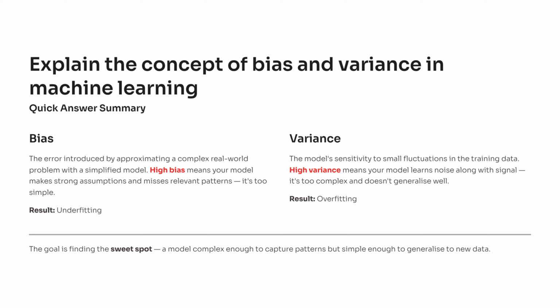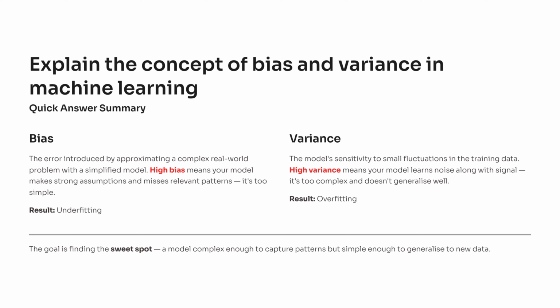Variance is the opposite. It's the error that comes from overreacting to small fluctuations in the training data. High variance means overfitting. Your model performs well on training data, but poorly on new data. The goal of every data scientist is to find the sweet spot, a model complex enough to learn the signal, but simple enough to generalize to unseen data.